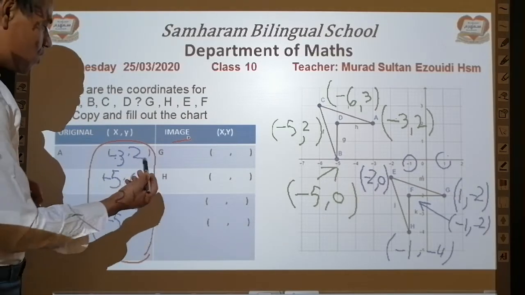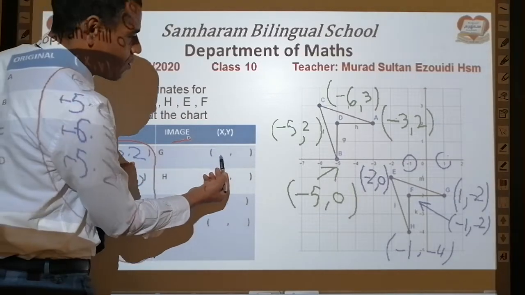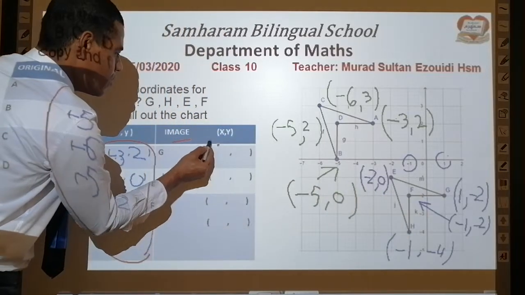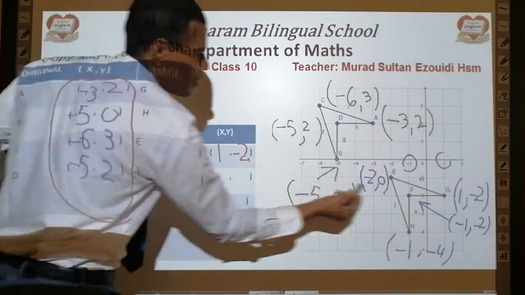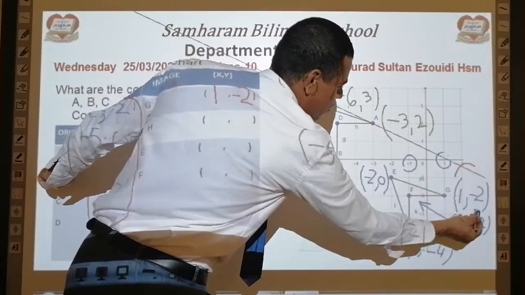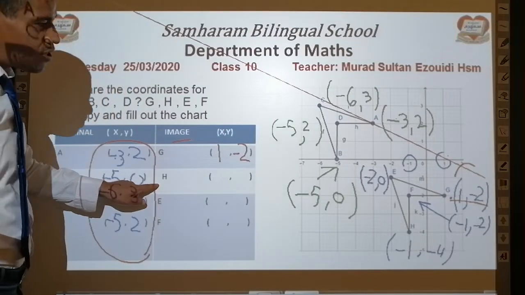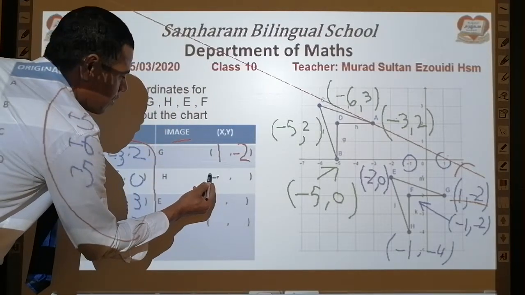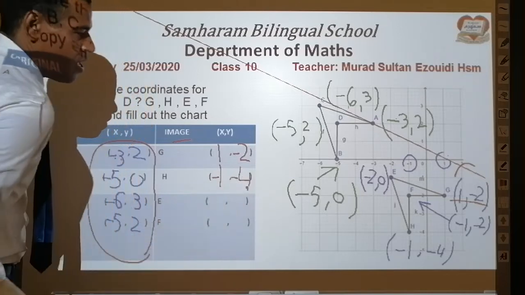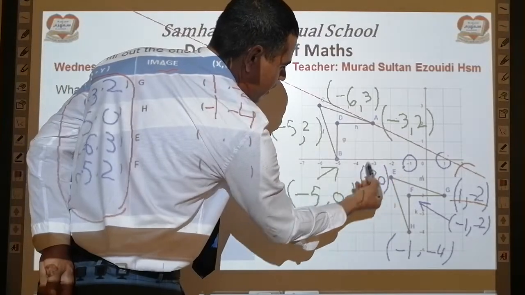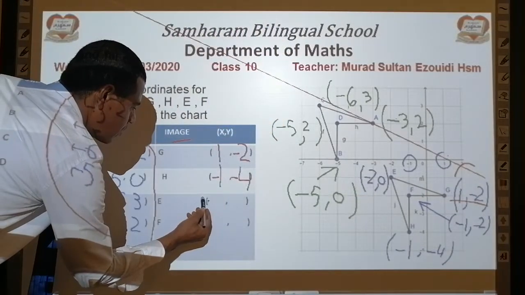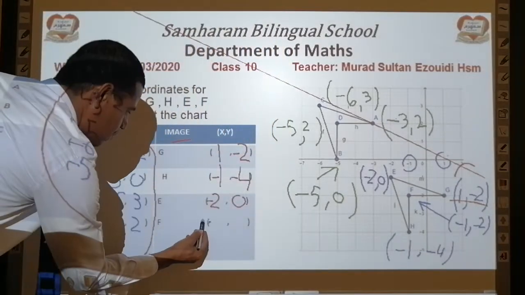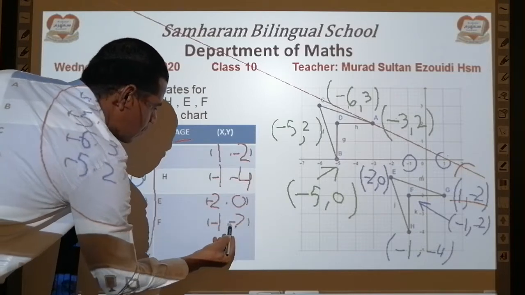So the coordinates negative 3, 2 become what after translation? A corresponds to 1, negative 2. Then for H, what is H? It has coordinates negative 1, negative 4. X equals negative 1, Y equals negative 4. And for E, E is negative 2, 0. And for F, the last one, is negative 1, negative 2.